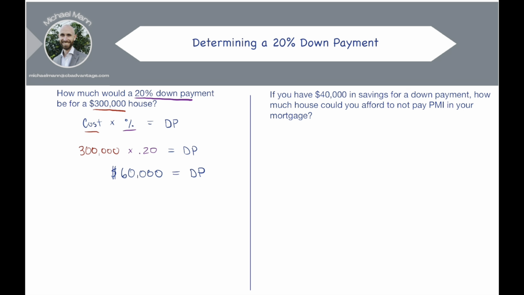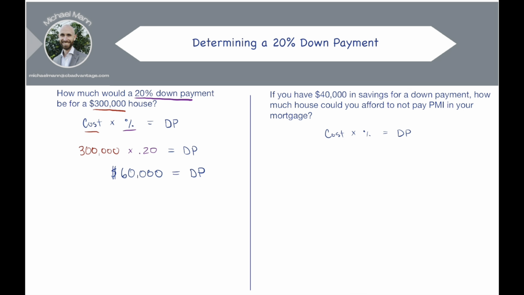So let's look at the next situation. The question is asking, if you have $40,000 in savings for a down payment, how much house could you afford to not have to pay PMI in your mortgage? So if we're looking at this situation, you're using the exact same formula. The cost of the home times your percentage is going to be equal to the down payment.